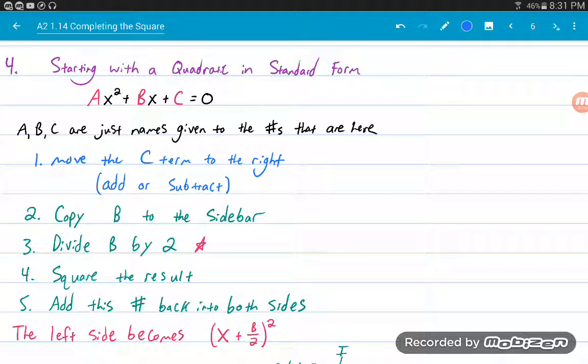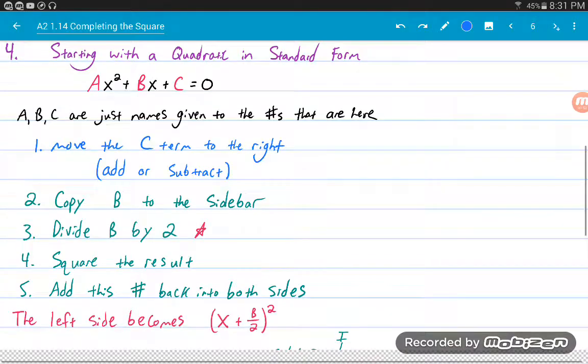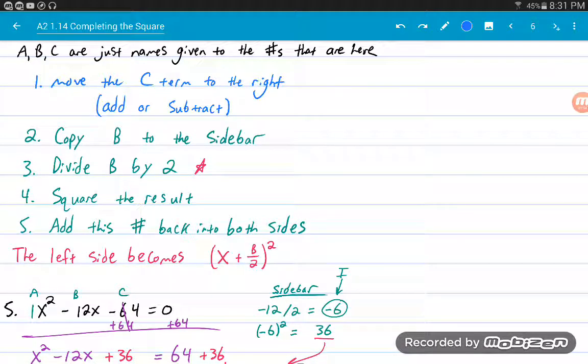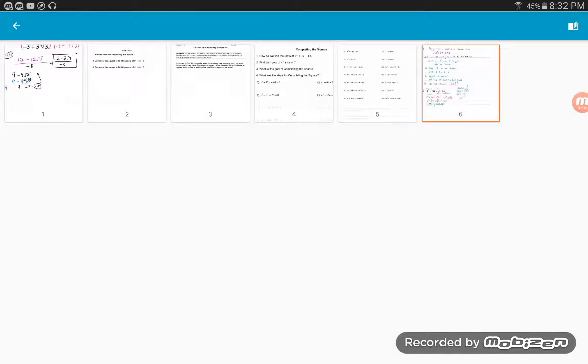You're going to add this number back into both sides of the equation, and the left side is going to become something nice and simple, which is going to be x, or whatever the variable is, plus this b divided by 2 result, squared. I'll show you an example, and then I'll show you an example where it's not in standard form already. So let's walk through one or two of these. I'll pick one from the front that's in standard form already.